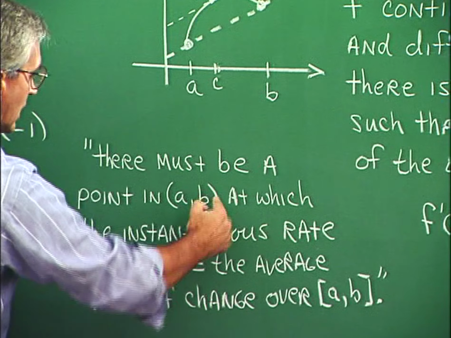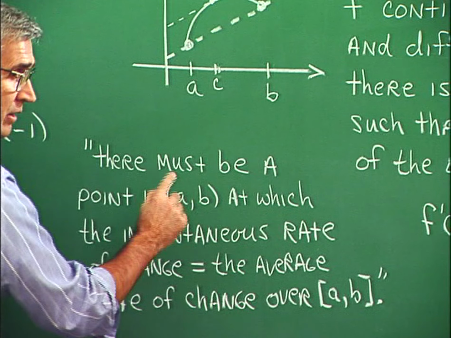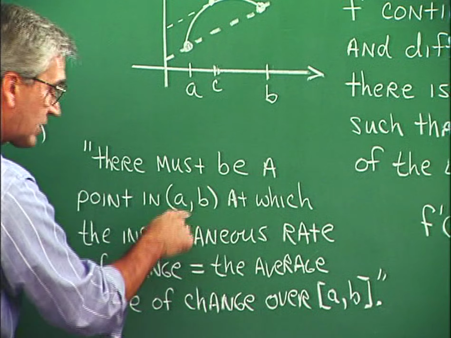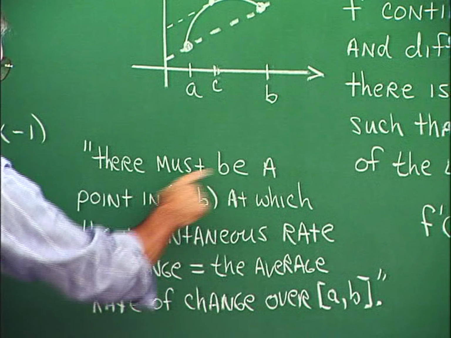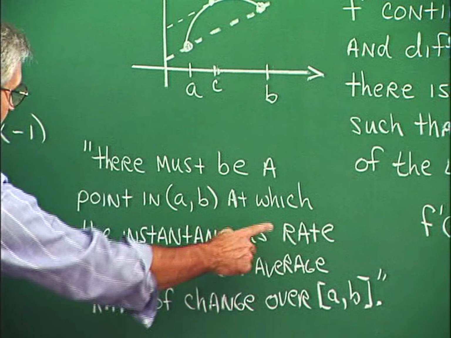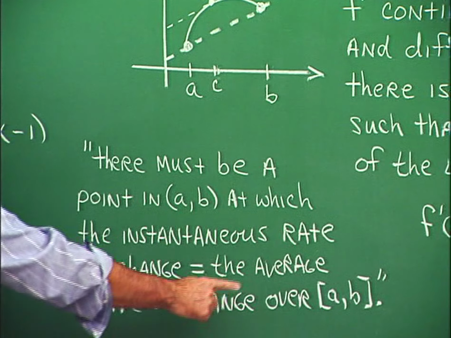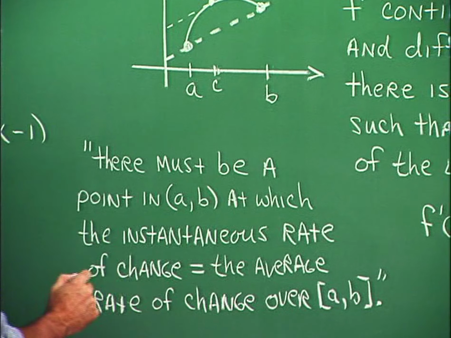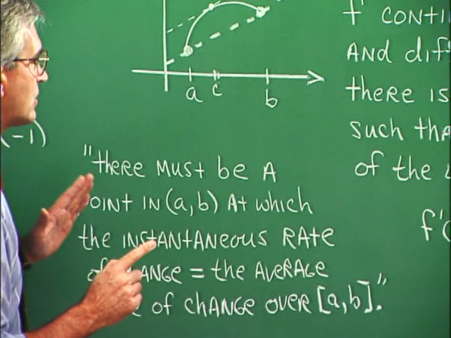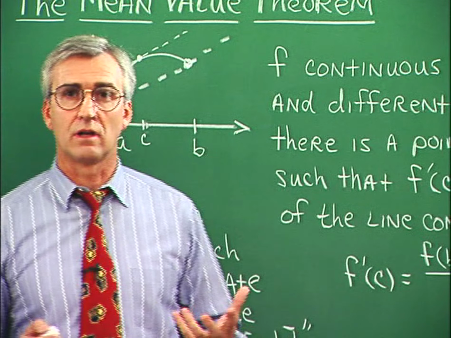Now notice closed interval, and open interval, and therefore we're talking about a point which is distinctly between A and B, but not equal to or not the same as A and B. Okay. There is a point in this interval at which the instantaneous rate of change is equal to the average rate of change over that closed interval. So the instantaneous rate of change is equal to the average rate of change. It's a theorem that we're going to use for other purposes in just a little bit.